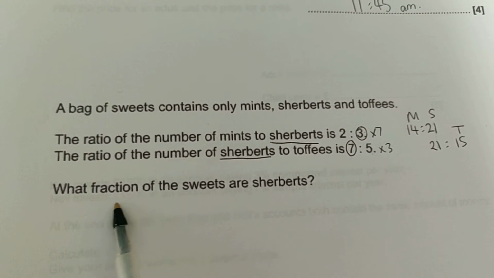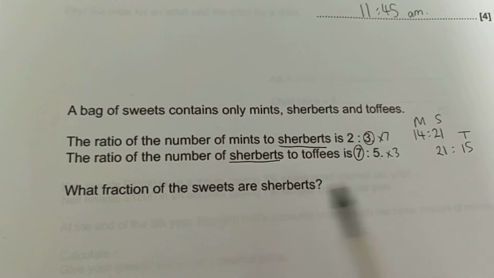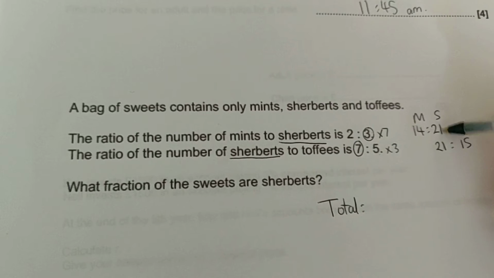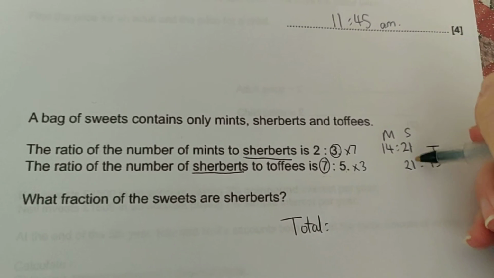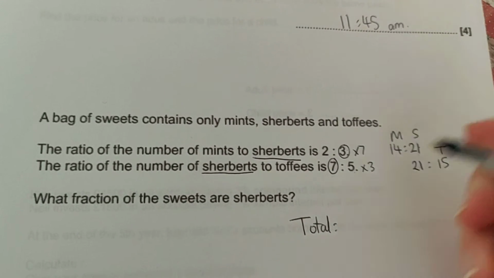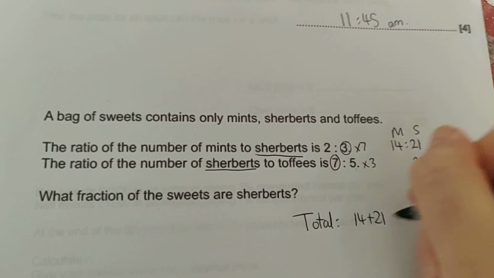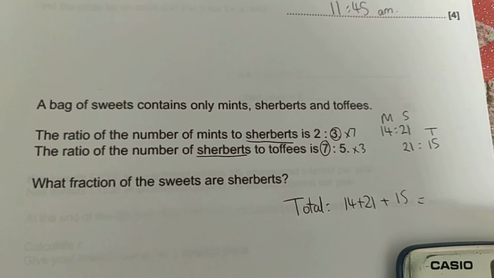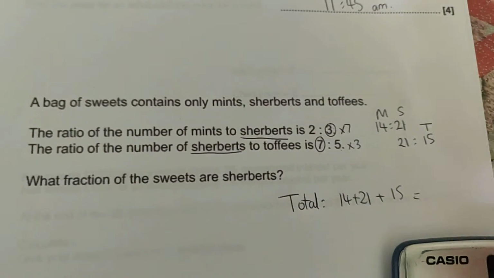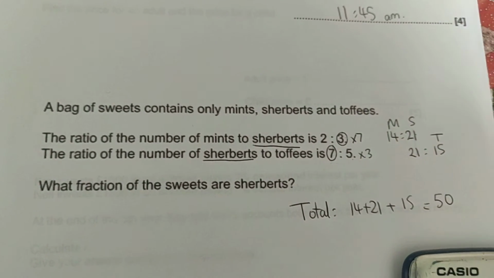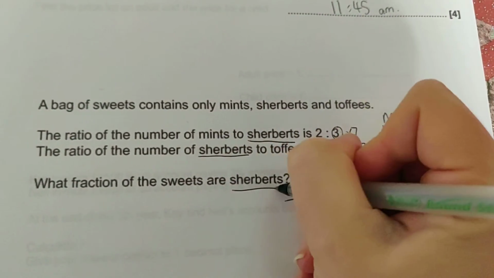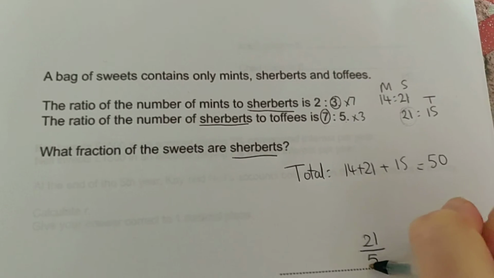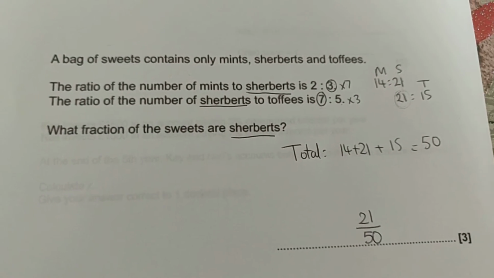So we've got to work out what fraction of the sweets are sherbets. So if I work out first of all the total, just be careful that you don't add the digit that we've made the same twice. So it's going to be 14 plus 21 plus 15. So that makes a total of 50. So what fraction of the sweets are sherbets? Well, I know that it's 21 out of the total, so it should be 21 over 50.